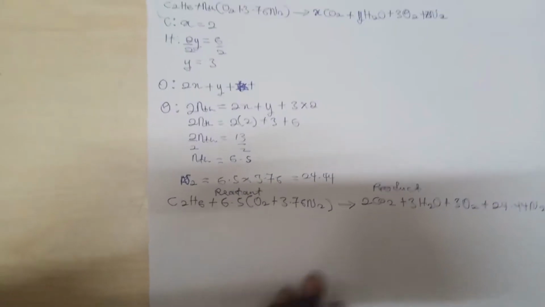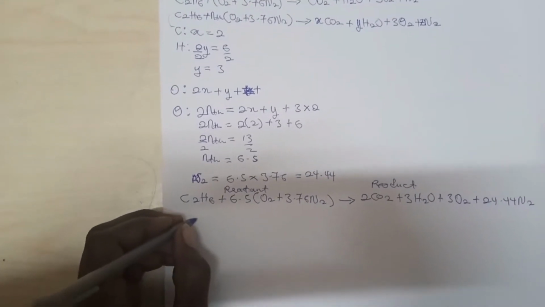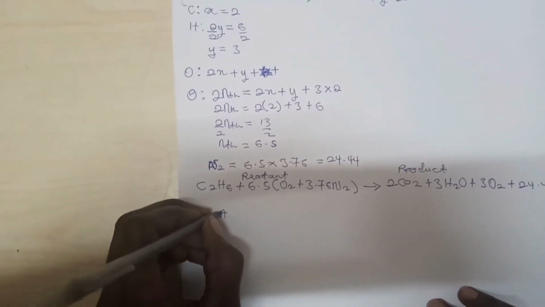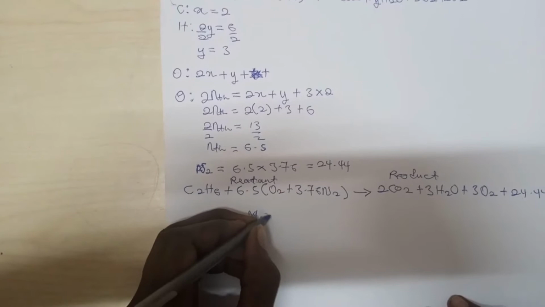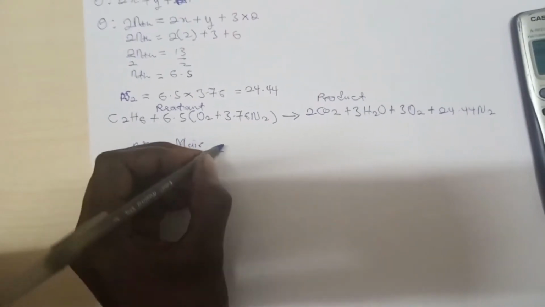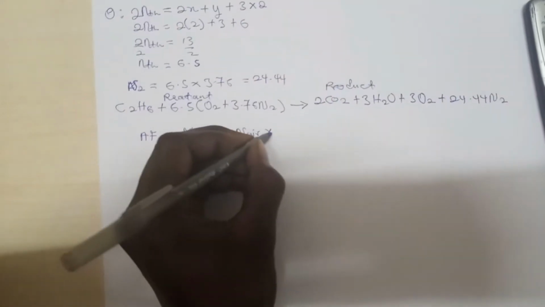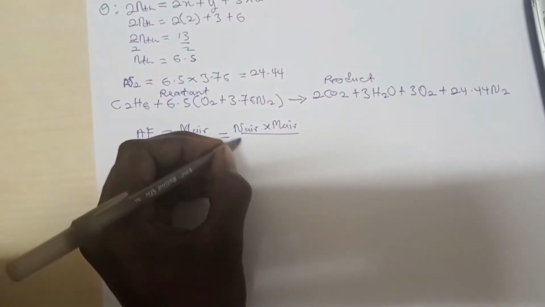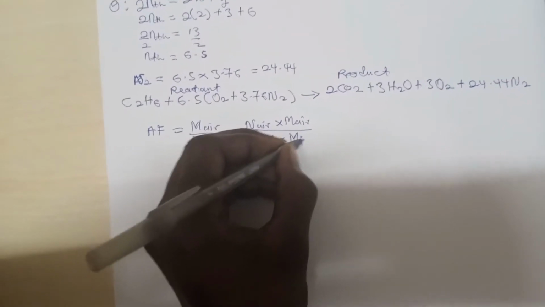So now they ask us to calculate the air-fuel ratio, and the formula for the air-fuel ratio of the combustion equation is: air-fuel ratio equal to mass of air over mass of fuel, equal to molar number of air times molar mass of air, all over molar number of fuel times molar mass of fuel.